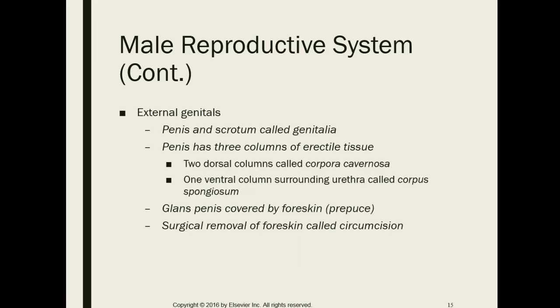And then the last components of the male reproductive system are the external genitalia. The penis and the scrotum make up the external genitals of the male. The penis is composed of 3 columns of erectile tissue. 2 dorsal are the corpora cavernosa, and then the 1 ventral, which surrounds the urethra, is the corpus spongiosum. The glans penis is also covered by foreskin, and this is the portion that's removed during a circumcision.